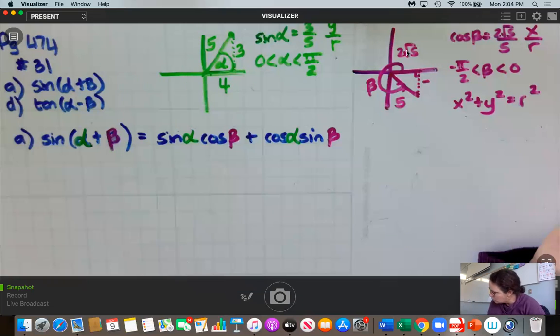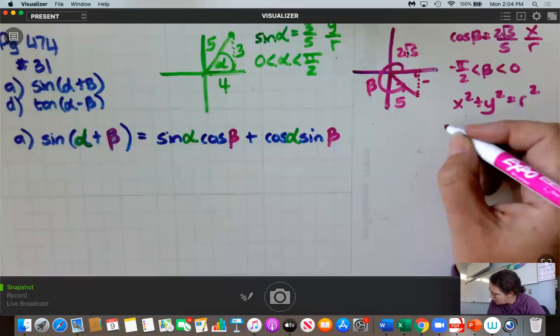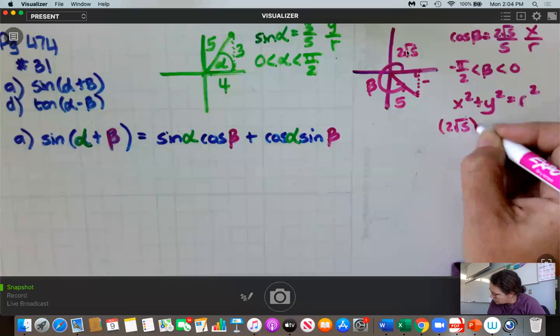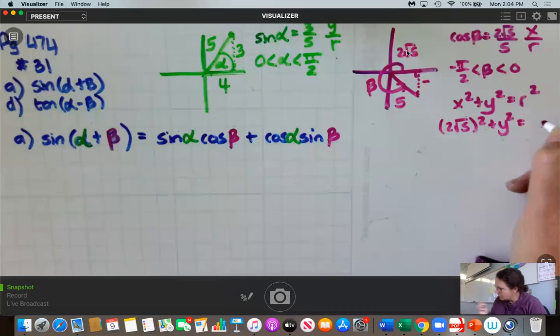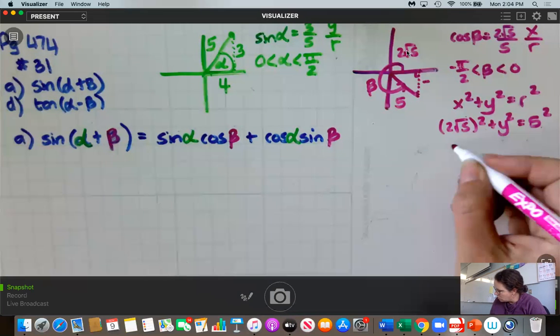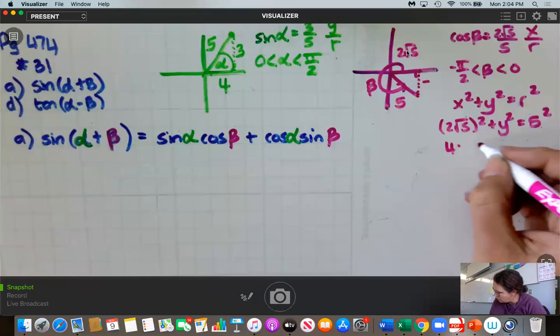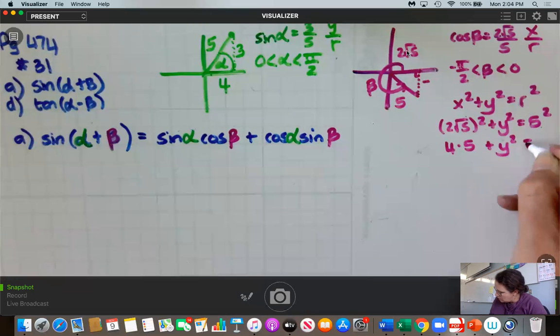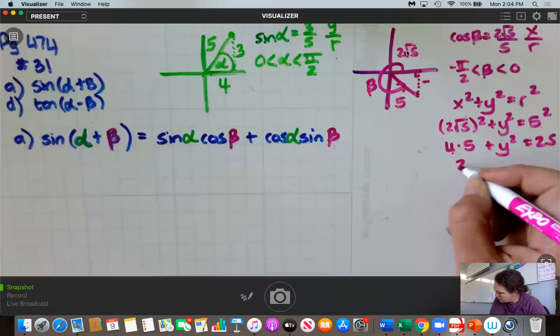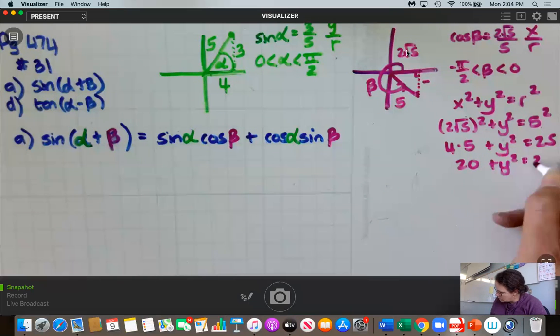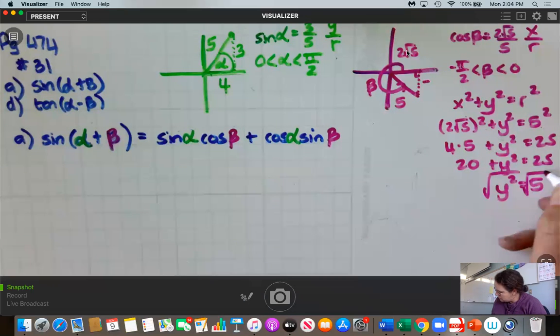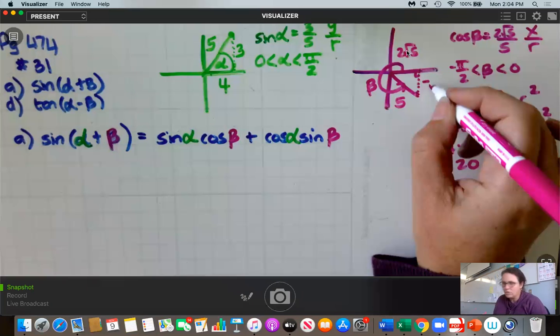It's not a triple, so it's not quite as easy as the other one. I'm going to substitute in my x and my r. When I square 2√5, I'm going to square 2, which is 4. I'm going to square root 5, which is 5. And that's going to give me 20. And I'm just going to solve this equation. I'm going to end up with y is equal to positive or negative root 5. I already determined that this has to be negative, so I know that this is negative root 5.